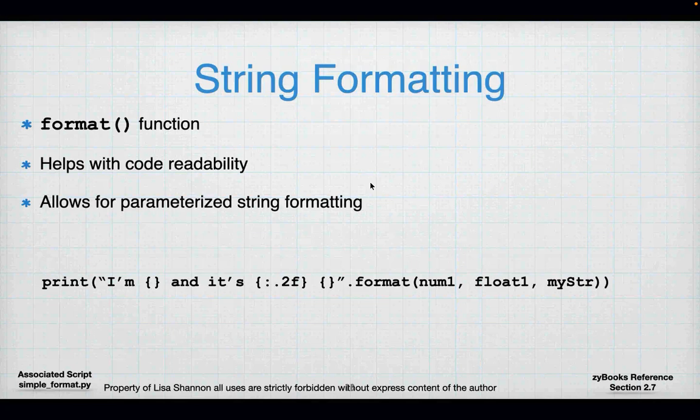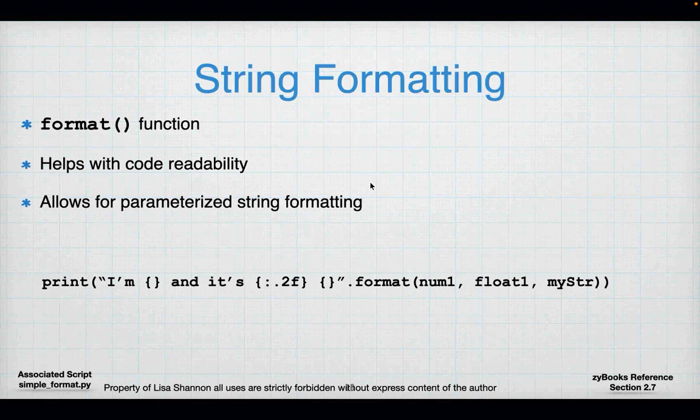Remember when I said we were going to do some better formatting? Well, there's something called the format function that is done on a string in Python, and it's very handy because it helps with code readability, rather than having this string plus that string plus the other string. You can write out what you're going to do and then have placeholders. The placeholders are an open curly brace followed by a closed curly brace. In most instances, that's all there's going to be. There's one instance here where you're going to have something else, and we'll talk about that in a minute.